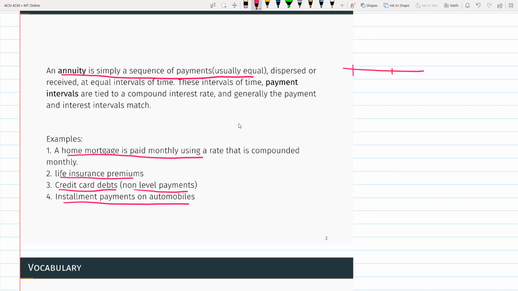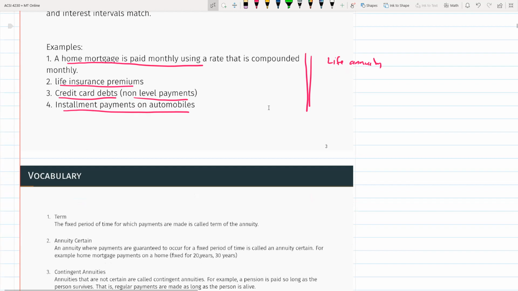Now these things we can consider as annuity, but then there are products which have the name annuity, like life annuity. Okay. Or the product you will buy when you retire in order to have fixed income. So those are also other things we can consider as annuities.